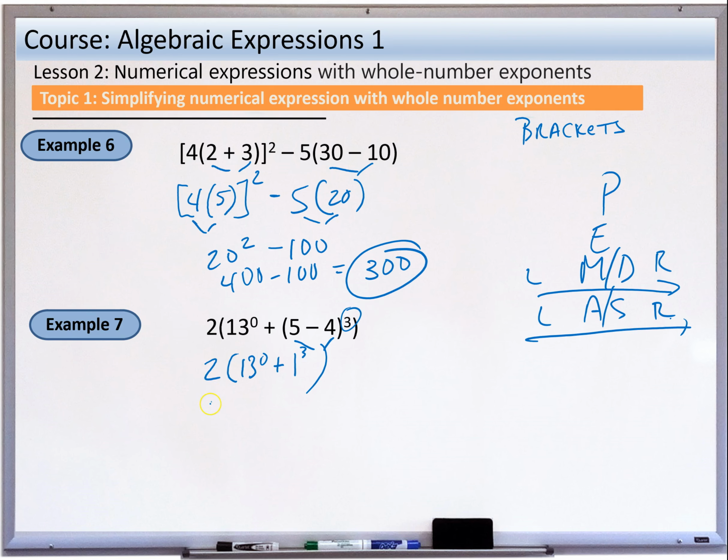Now, my rule says that anything to the power of 0 is 1. So 13 to the power of 0 is 1. And 1 to the power of 3 is 1 times 1 times 1, which is 1. So I end up with 2 times 2, which gives me 4.